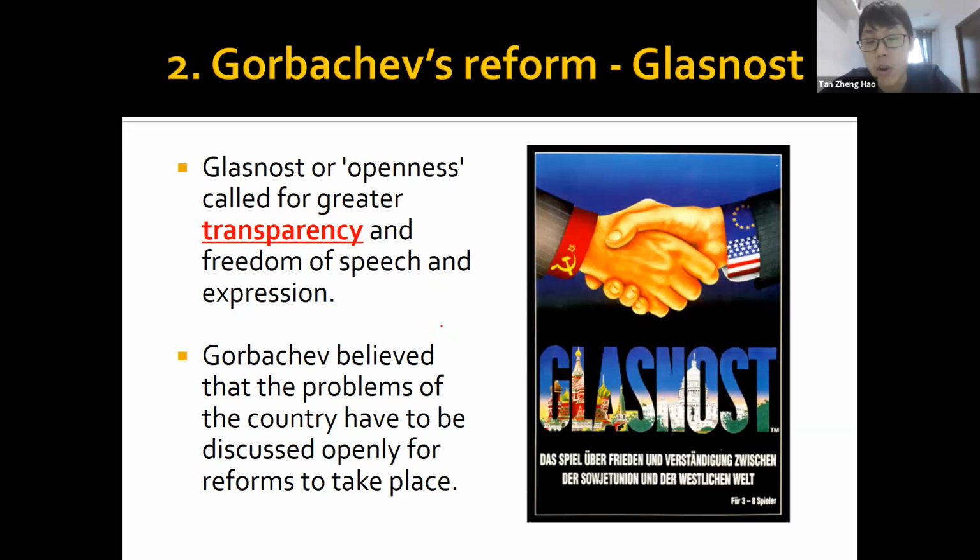Maybe also some of its foreign policy. Okay, Glasnost basically means more openness, more transparency, or like I tell my students, more freedom. Okay, you are now able to criticize the government. And why is that important?